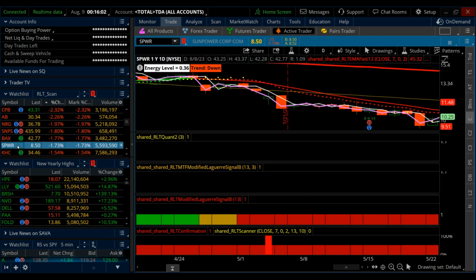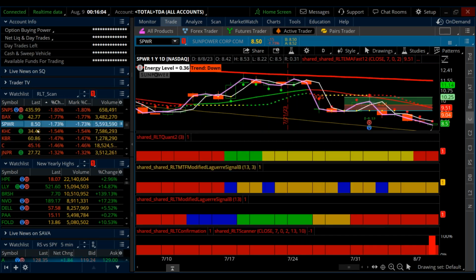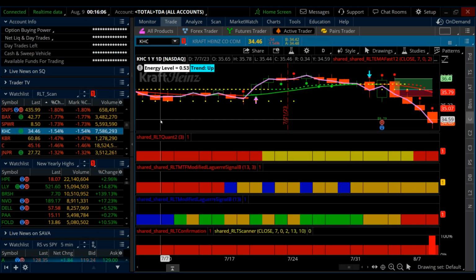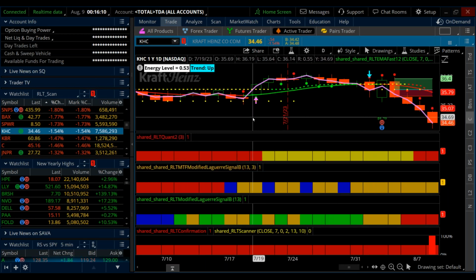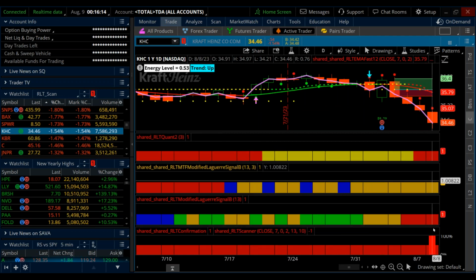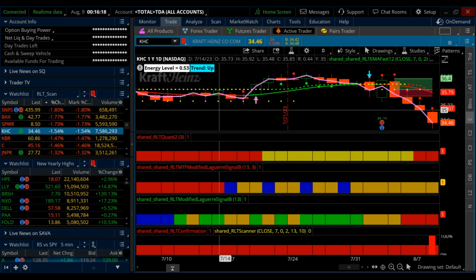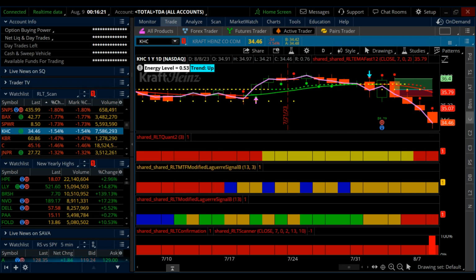Let's see, it's a cheap stock, SPWR. KHC, this is another good one. This is one I know we talked about last week. This is Kraft Heinz, another consumer defensive stock, and another one that tells us that the institutions are in there selling. You can see the selling. So how does it line up for me on KHC on the TC2000?